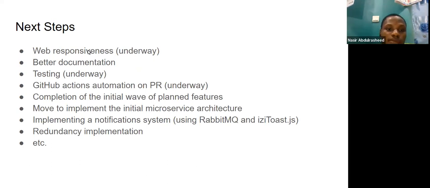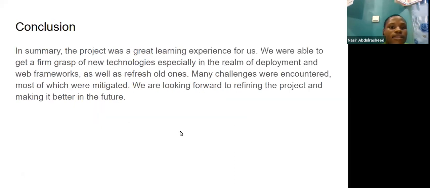And next steps, some of these are already underway, like making the website more responsive, testing, GitHub automations. Also, as I said, we will eventually implement the initial architecture. And also, we want to implement a notification system using RabbitMQ as our message queue and a notification library called EasyToast. And we also want to implement redundancy, because currently the system is not fault tolerant. There are not enough redundancies on the system.